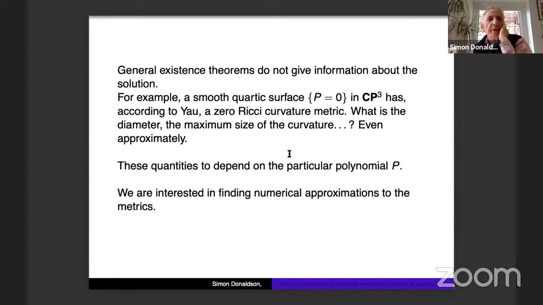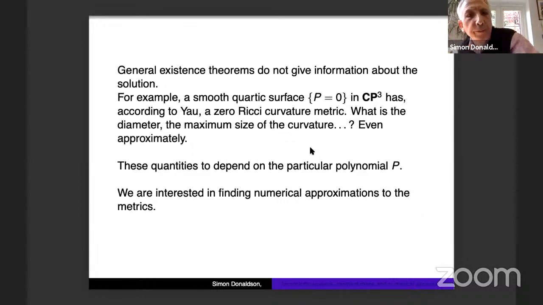We might want to know these things fairly exactly, or we might just want to know roughly a kind of order of magnitude information. But of course, the metric we have depends upon the particular surface we have. It depends upon the particular polynomial that we take. Or from another point of view, it depends upon the point in the moduli space.